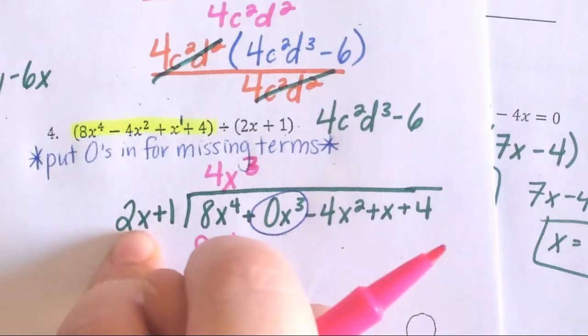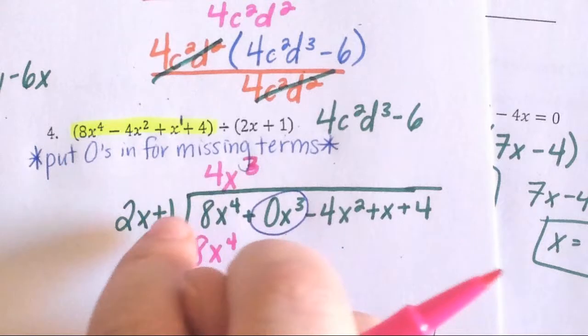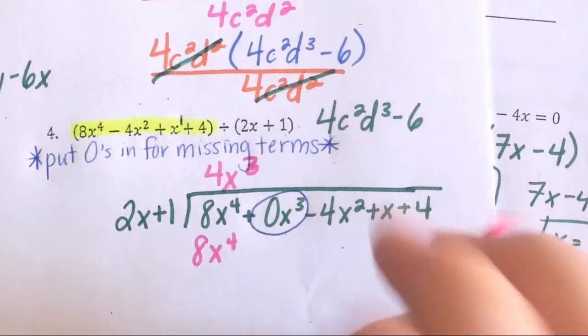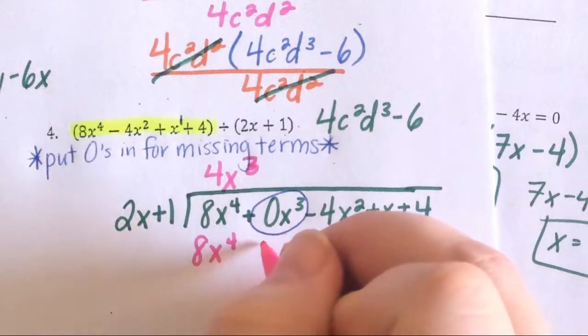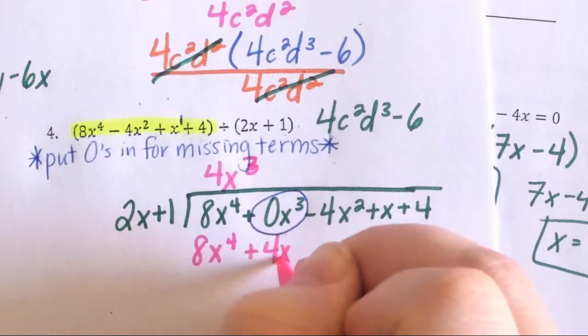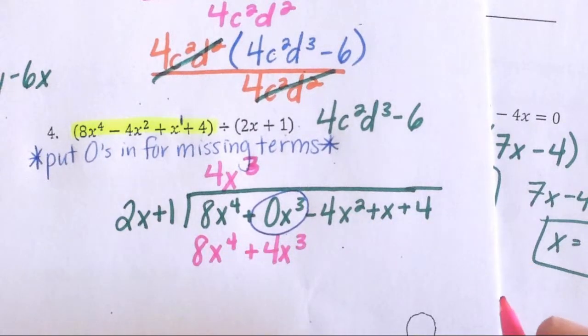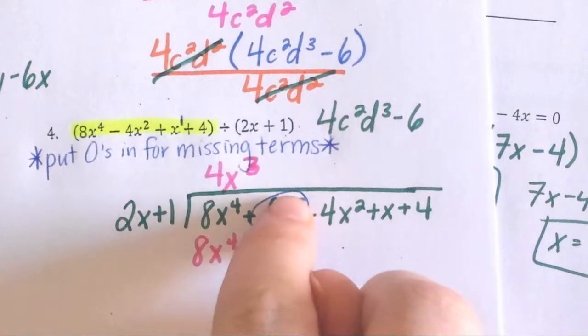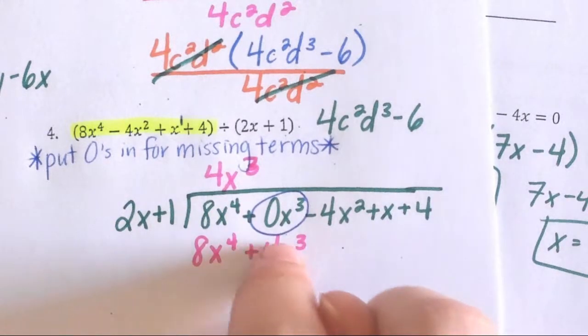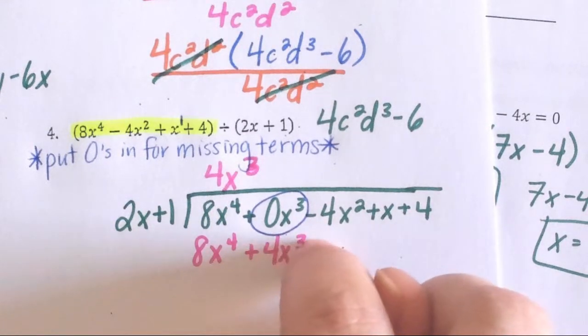Okay, but I multiplied 2x times that. I still have to multiply 1 times that. So 1 times 4x to the 3rd, I get 4x to the 3rd. And now you're like, this is why I put in the 0. This right here. Because otherwise, I would have had that pink 4x to the 3rd, and he wouldn't have matched anybody. So if we hadn't put in that 0, who would 4x to the 3rd combine with?